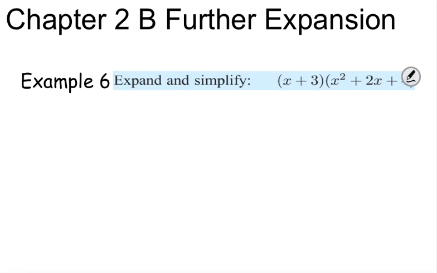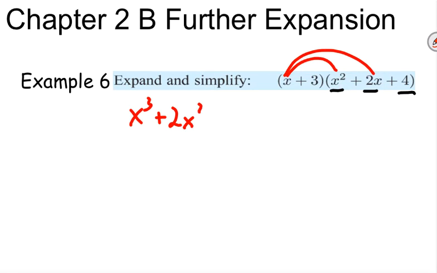Example number 6 is coming from chapter 2b, further expansion. These expansions are going to deal with larger case scenarios where we might have 3 terms as opposed to 2. Well, if we just know that we're multiplying by every single term, we just have to add a couple more steps. So here, on this one, as I multiply this out, I'm going to do x times x squared. So I get x cubed, x times 2x, and I get plus 2x squared. And then I get x times 4, and I get plus 4x.